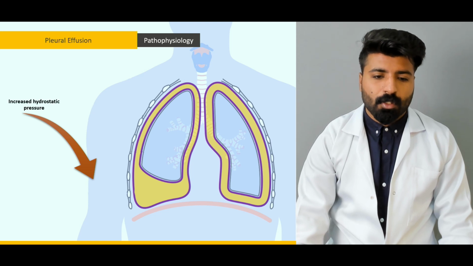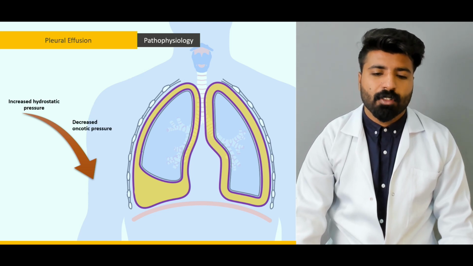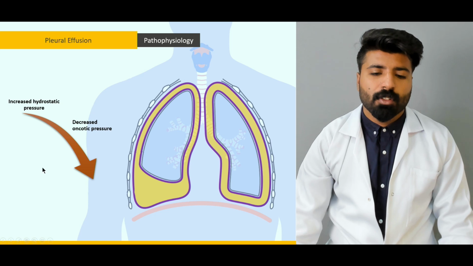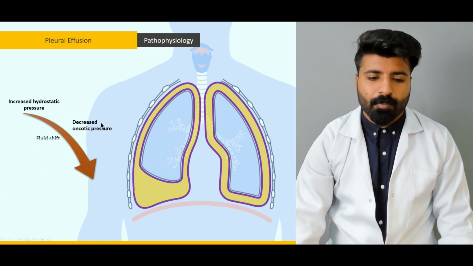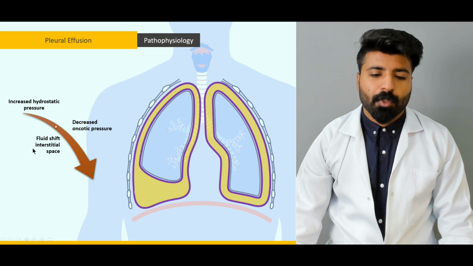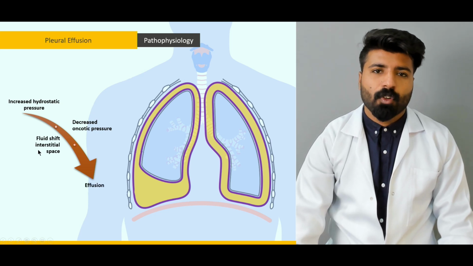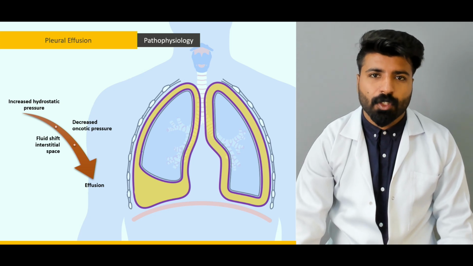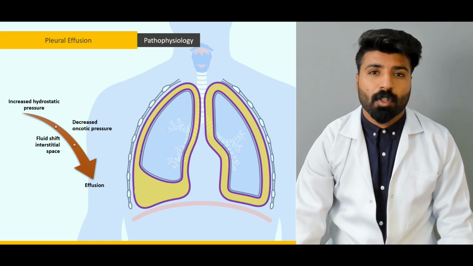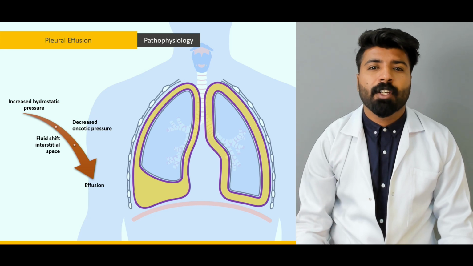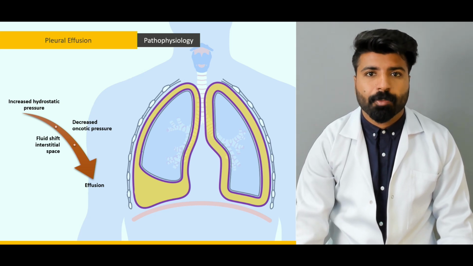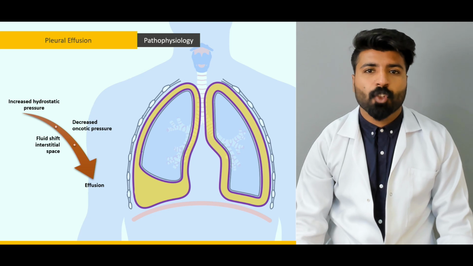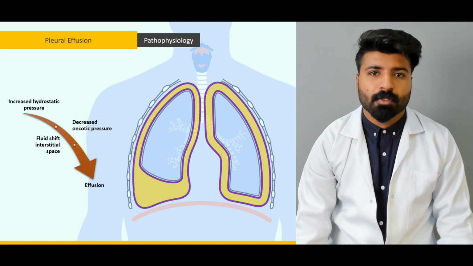First of all, increased hydrostatic pressure will lead to decreased oncotic pressure inside. Fluid will shift to interstitial spaces, and that will cause effusion. Now that's very simple. You'll say, okay, that's the cause of effusion, that's it. But there are multiple other causes. I'm going to mention some of those causes to you. You have to write them down. First of all, whenever there's increased capillary permeability, the patient is going to get pleural effusion.